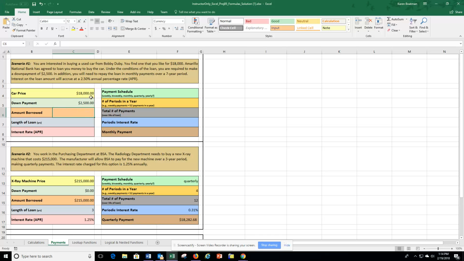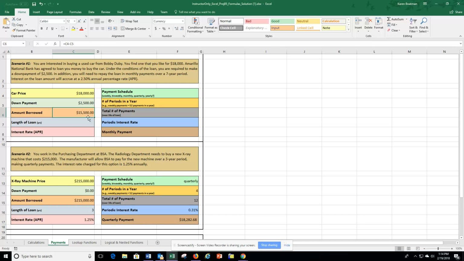Then we're going to say amount borrowed. Now, I know that this is real easy to calculate in your head, but anytime that you can fill out a formula in Excel, we need to fill out a formula. So the amount borrowed would be an equal sign, take the car price, minus our down payment, and boom, this is how much money we need Emerald National Bank to give us a loan for.